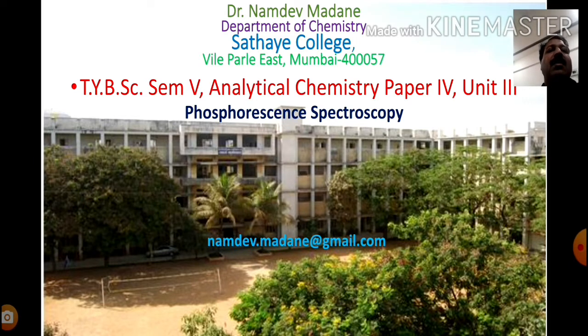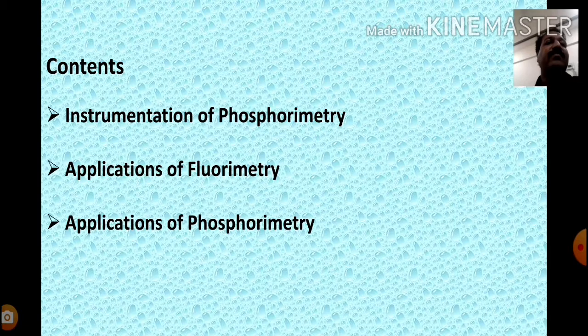Today I am going to discuss the TY BSc Analytical Chemistry Paper 4, Semester 5. In this semester, we will discuss Unit 3, which includes optical methods. In that, today we will discuss phosphorescence spectroscopy. Let us see the contents of this topic: instrumentation of phosphorimetry, applications of fluorimetry, and applications of phosphorimetry.